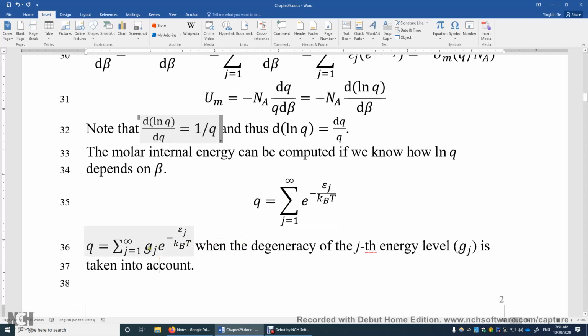That's why I slightly modify the equation. I put this g sub j here. If you have a degeneracy for this jth energy level, g sub j is an integer.